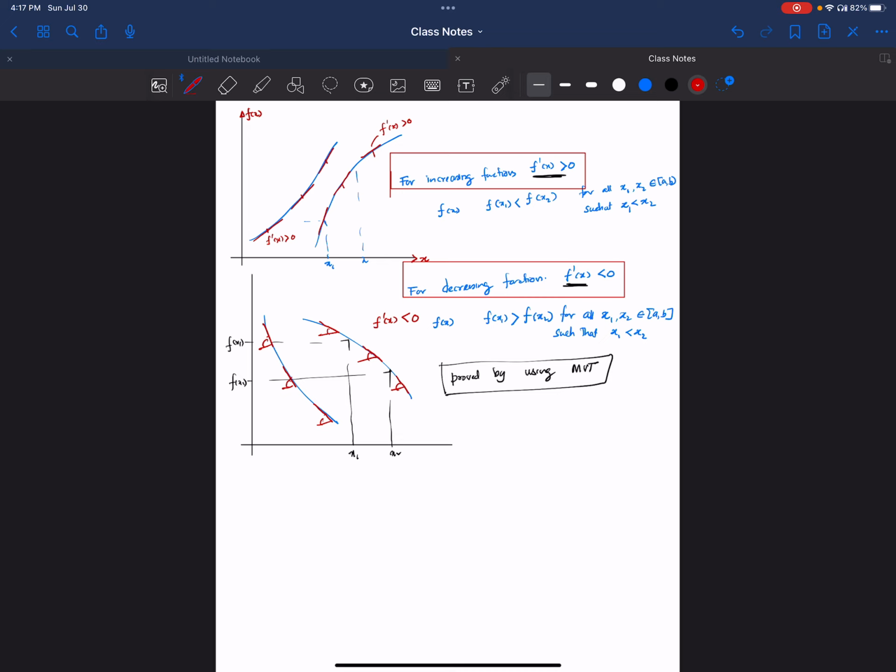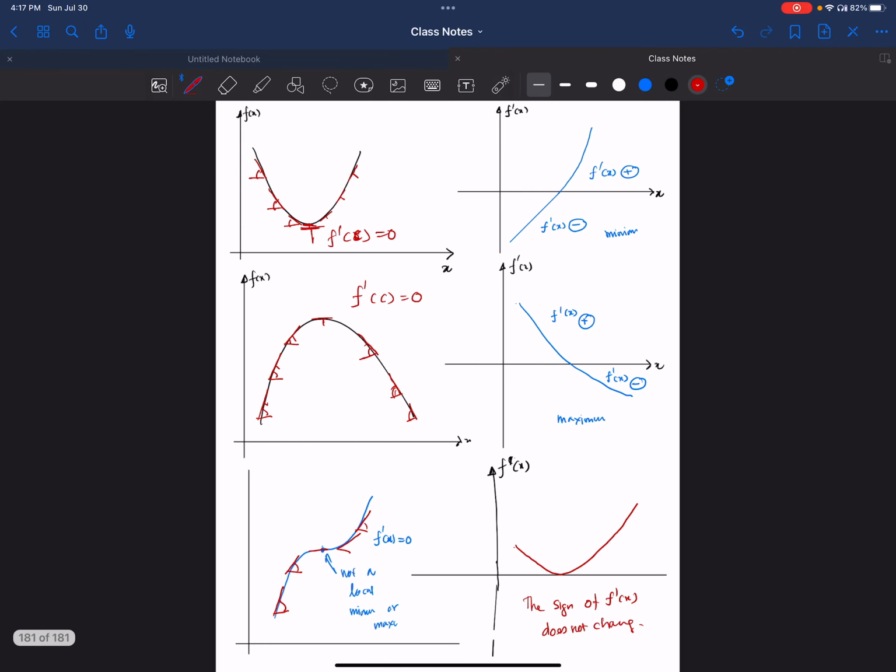So that means in this domain the function is decreasing because f prime of x is negative, right? And when f prime is positive, it is increasing. So decreasing and then increasing means a minimum, and then increasing and decreasing is a maximum, right? So we can find whether any critical point is a local minimum or maximum or an inflection point.